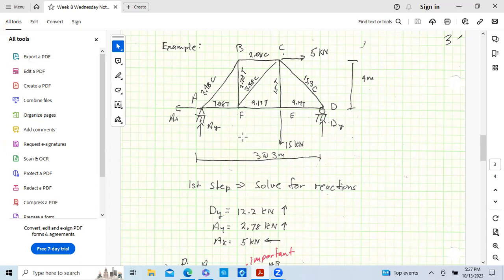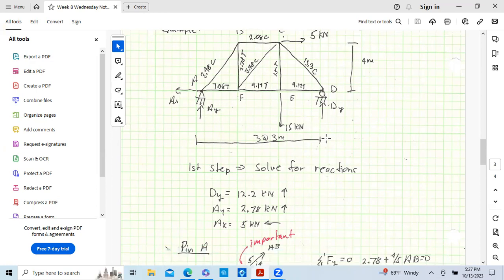Okay, so we have horizontal dimensions. We have a vertical dimension here, 4 meters. We have 2 loads. The horizontal load at pin C, we're loading only at pins, in kN, and we have a vertical load here at E, 15 kN. First step, all 4 reactions. And we know how to solve for reactions. Sum of moments about A, you get D sub Y, and D sub Y is 12.2 kN.